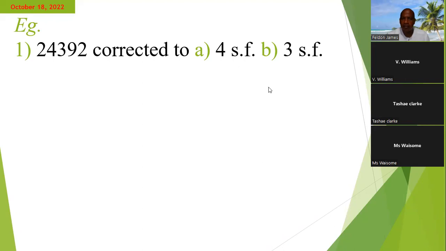Now, Miss Williams, are you still there? Yes, sir. You want to try 3 significant figures now? Sir, it would be 244. That would be it. Think about it. Would it be just 244?